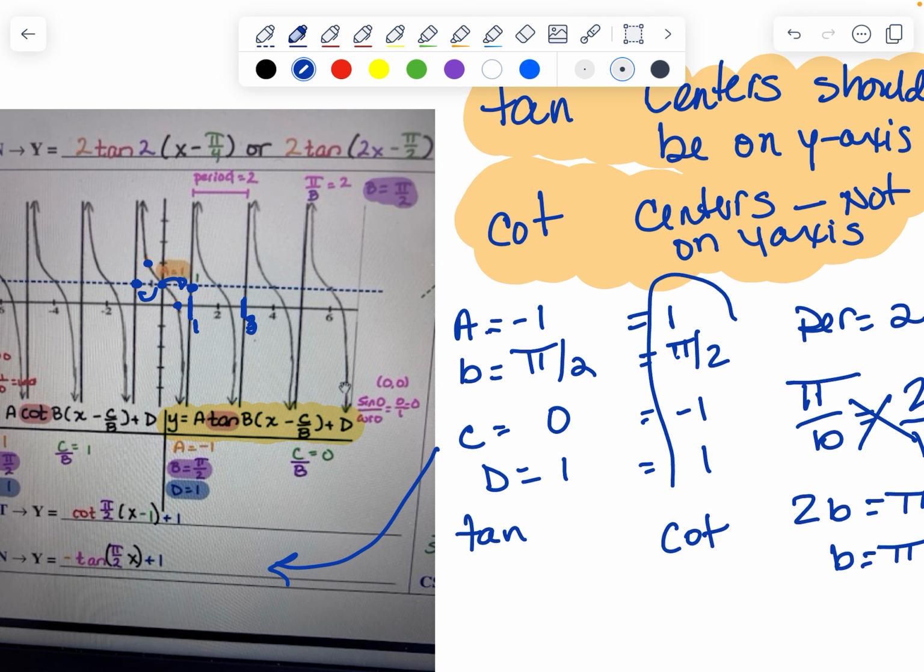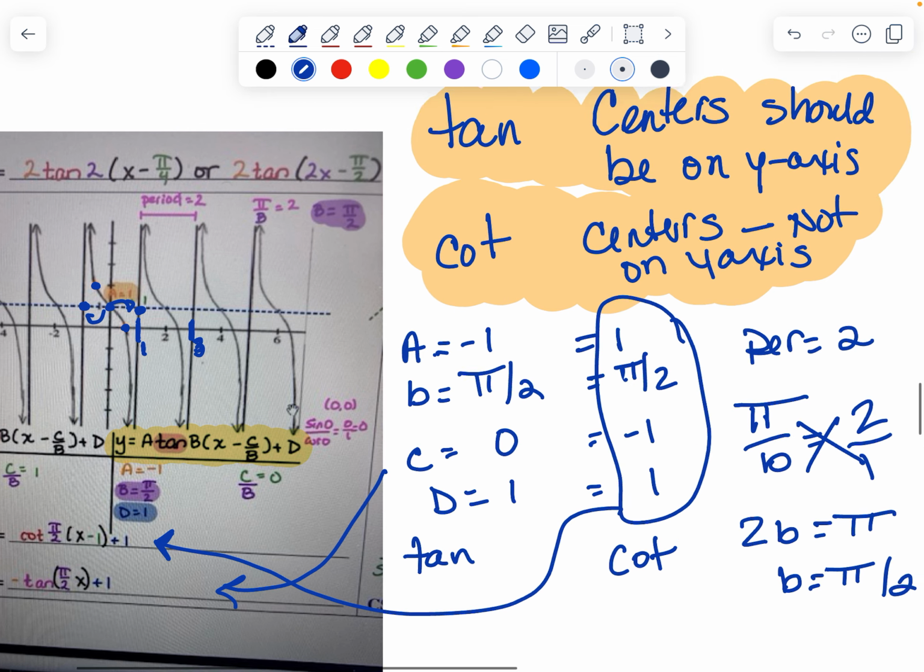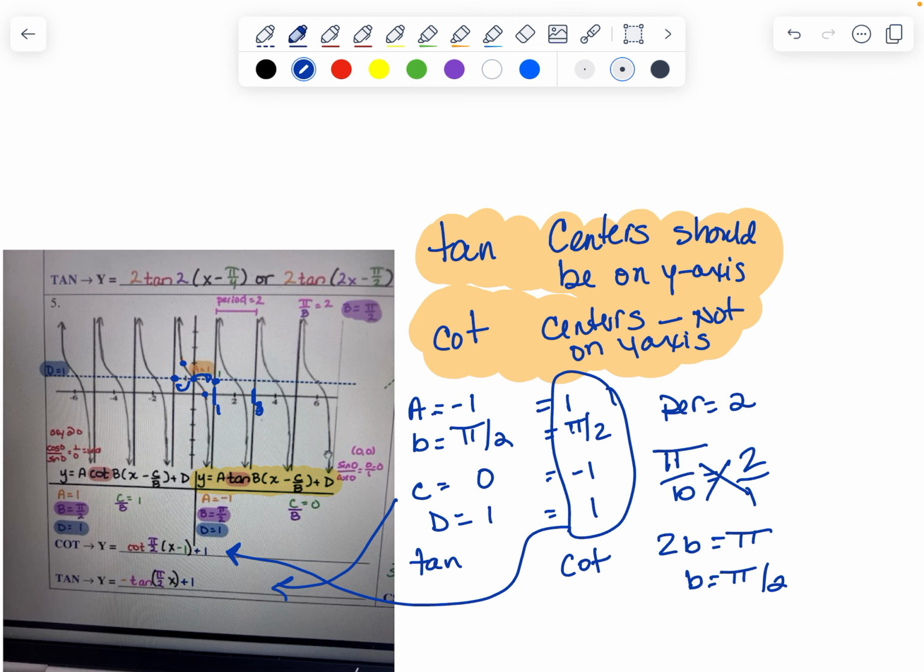So you're going to take all of these numbers and plug them in here. So you need to somehow make a mental note that tangent centers are always on the y-axis. Cotangent centers are not on the y-axis. So if they end up falling on there for the cotangent, they have gotten shifted. If you're writing a tangent graph and the center is not on the y-axis, it got shifted. And it just got shifted to the next asymptote. You only just look to the next point over.